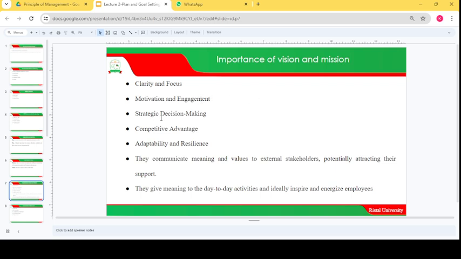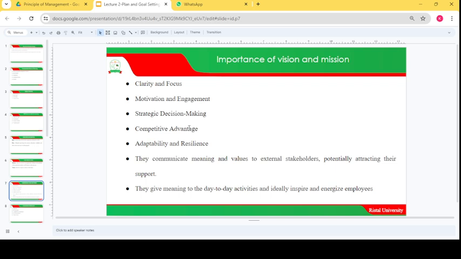And then we also have competitive advantage. So if you have a strong vision and mission, they can help to differentiate an organization from its competitors. So a clear and inspiring vision can attract top talents who share the organization's values and aspirations. And then we also have adaptability and resilience.